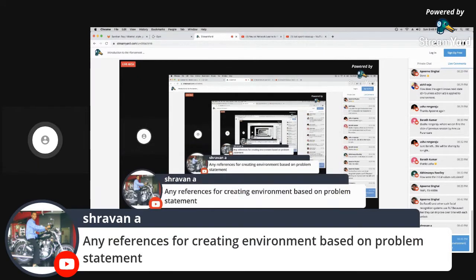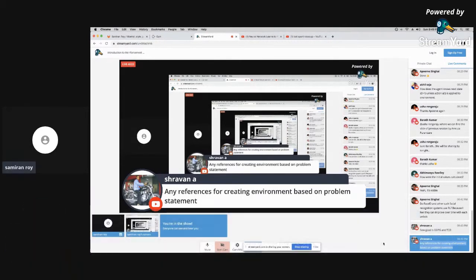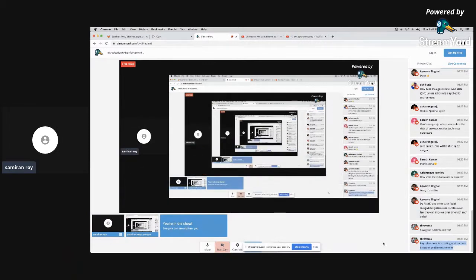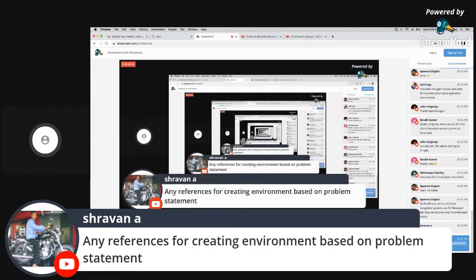Any references for creating an environment based on a problem statement? It's very dependent on what kind of problem statement you want to solve. There is no reference or recipe to do it. You just need to be very sure about what you want in the state, action, and reward.